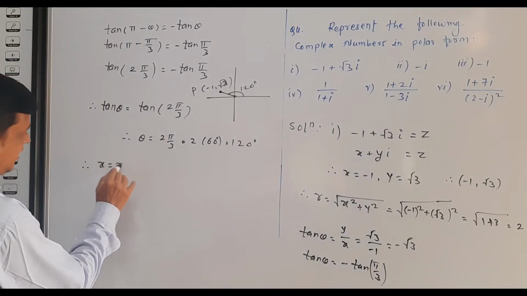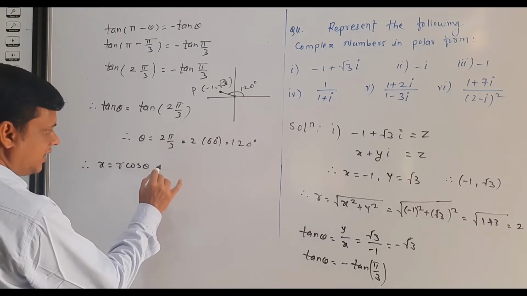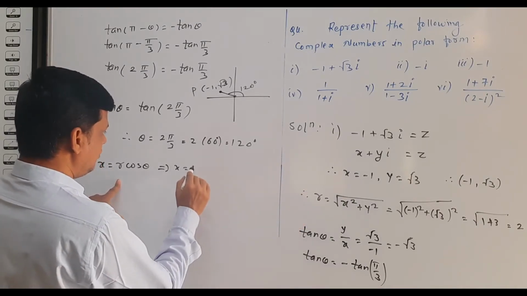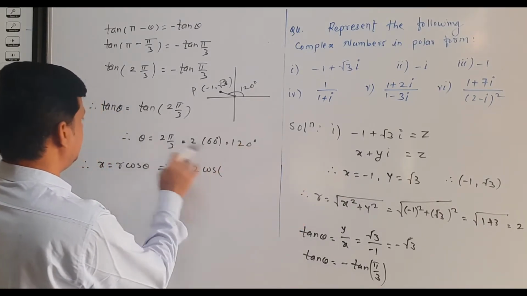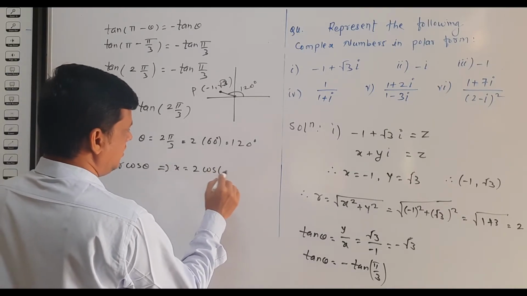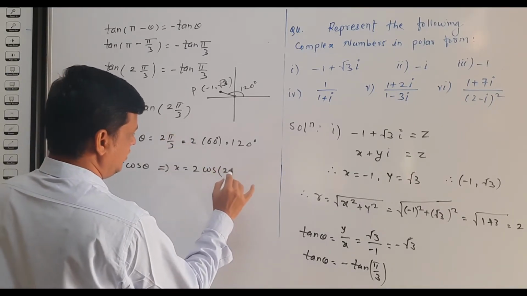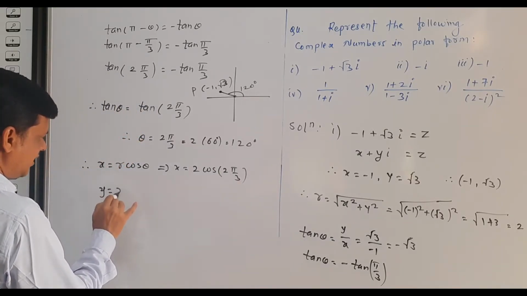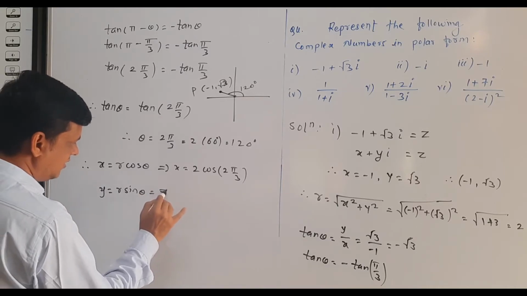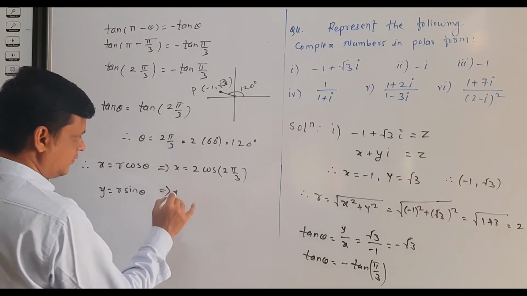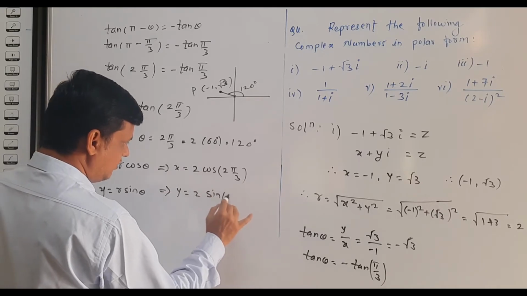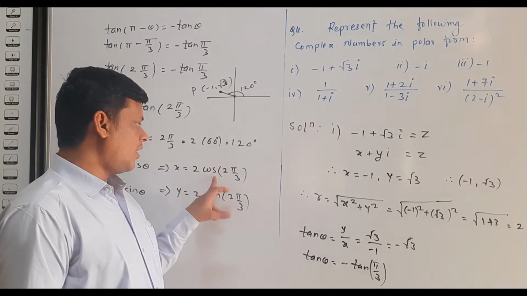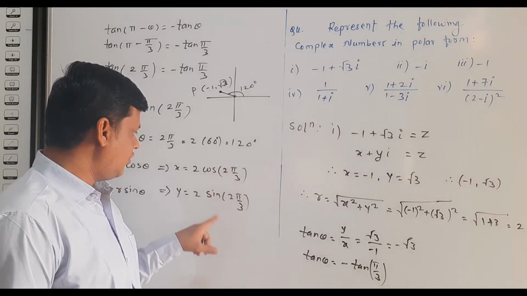Therefore x is equals to r cos theta implies x is equals to, now substitute the value of r as 2. So we write 2 cos, here theta is 120, or you can write 2 pi by 3. Then y is equals to r sin theta. This implies y is equals to 2 sin 2 pi by 3. That means we have to find the value of cos 120 and value of sin 120.